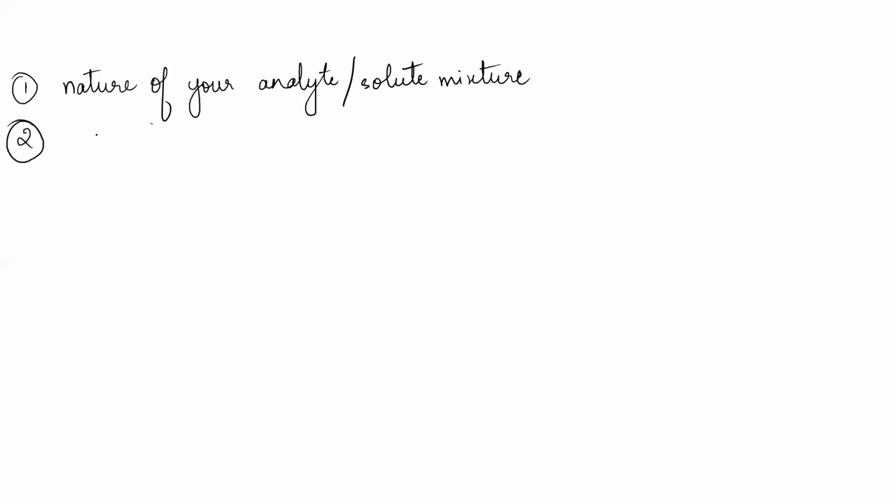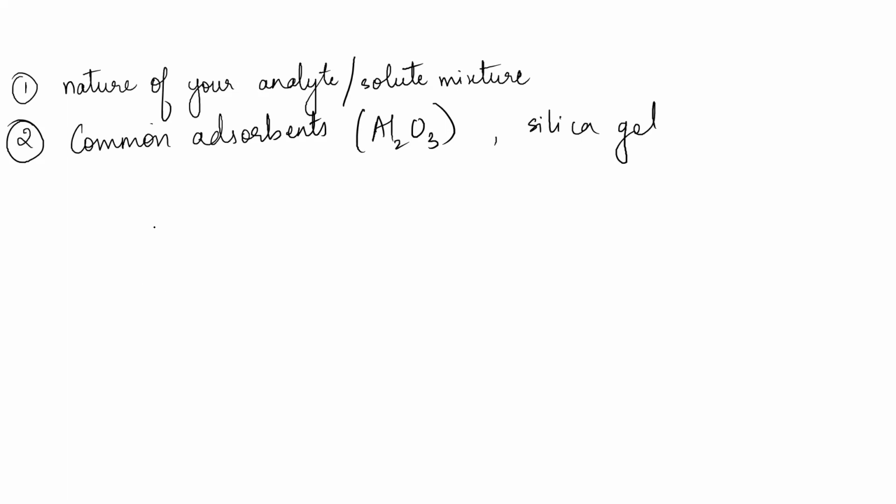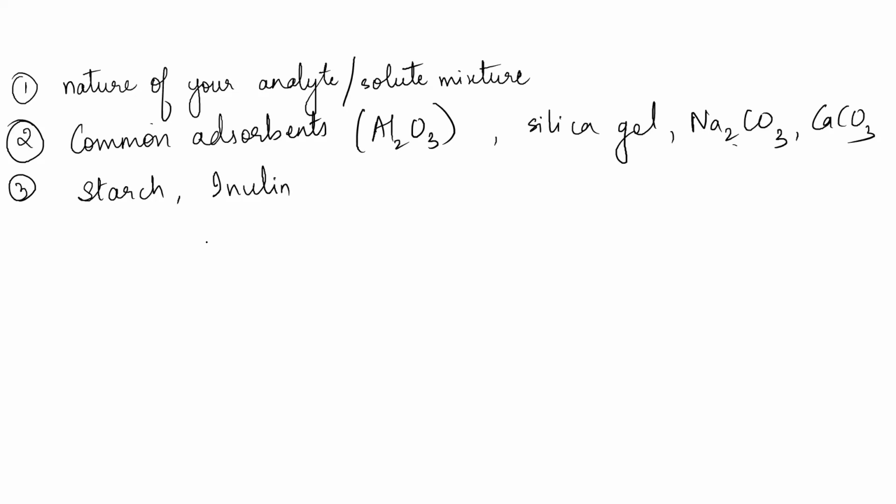There are some common adsorbents which are used, like alumina, then there is silica gel. Okay, then there are some, say, natural adsorbents also, like starch. Then in this also there is sodium carbonate, calcium carbonate. These are also naturally found. So inulin is there. These are some common adsorbents. Now, most commonly used is the silica gel.